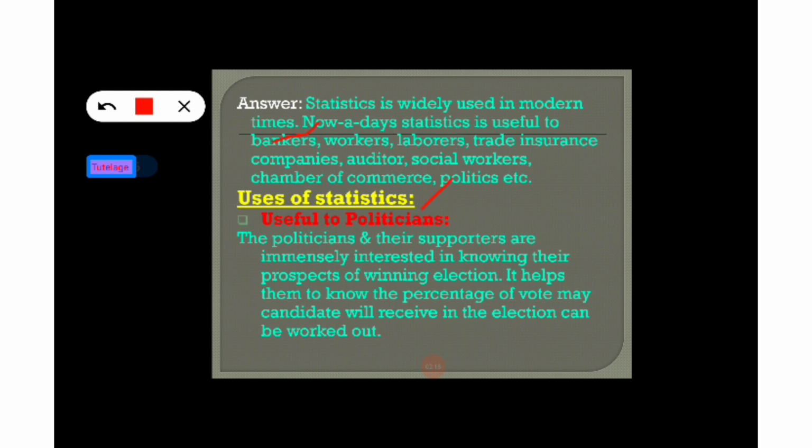So why is statistics so useful to politicians? The politicians and their supporters are immensely interested in knowing their prospects of winning the election. Statistics helps them to know the percentage of votes my candidate will receive in the election can be worked out. So that's why statistics is very useful to politicians, to the political sector. Now going to the next one.